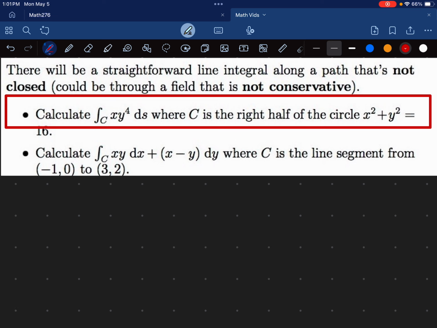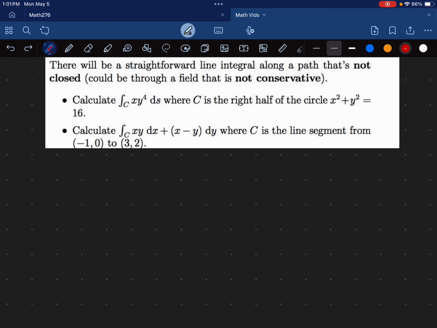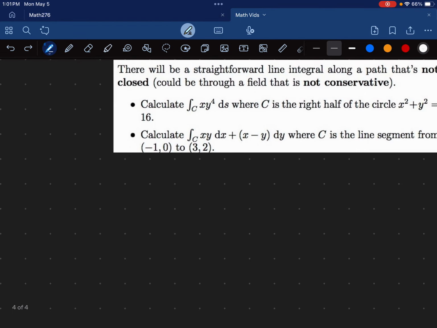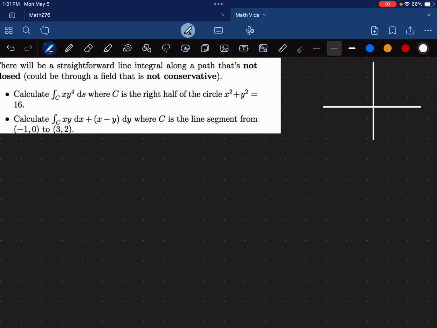Okay, so calculate the line integral over c of x y to the fourth ds, where c is the right half of the circle x squared plus y squared equals 16. And so again, I like to start all these problems by just graphing it out. So we know this is a circle, the right half of a circle, x squared plus y squared equals 16. So that's just a circle with radius 4. It's the right half of it.